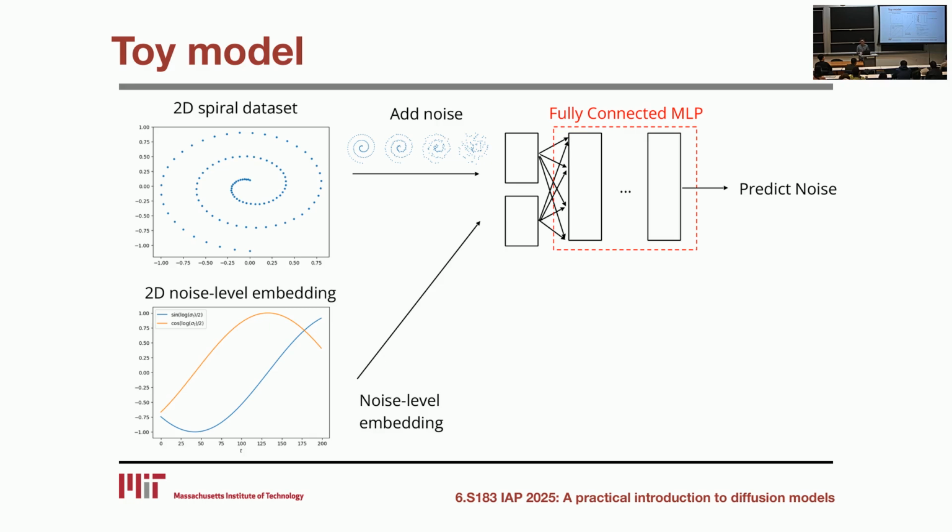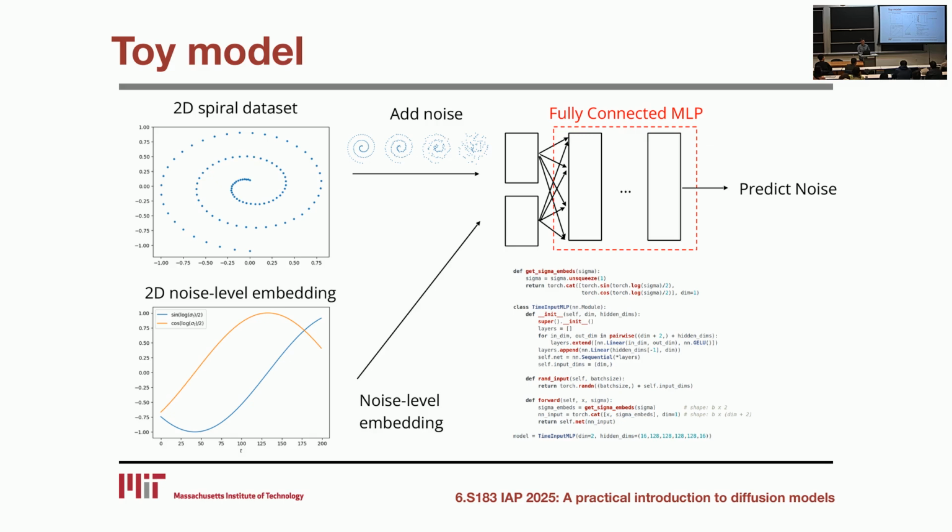In Python code, it basically just looks like this. You can take a look at this later, but this basically just implements the architecture that's shown in the diagram. So this would be the model we use to train for the 2D spiral data set.